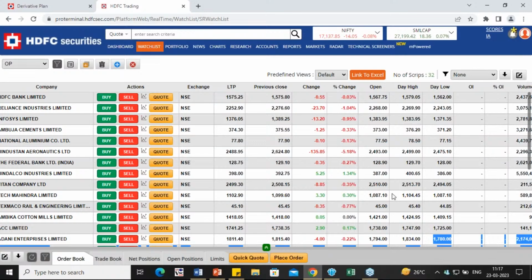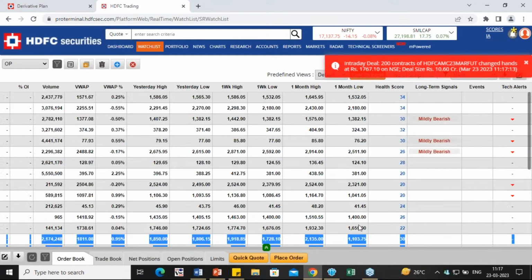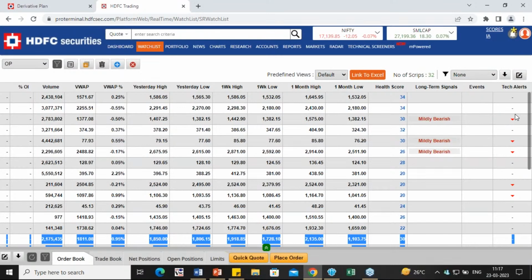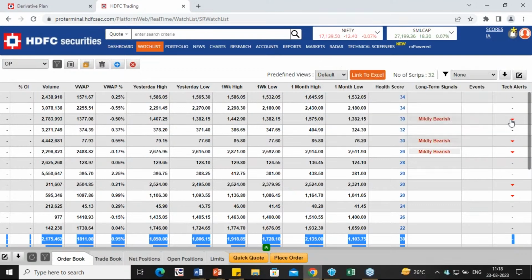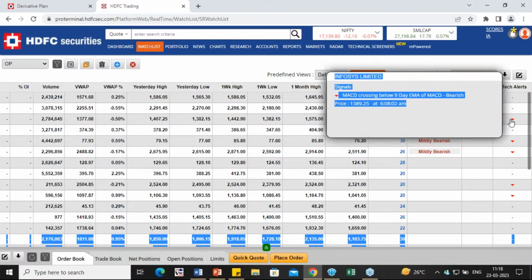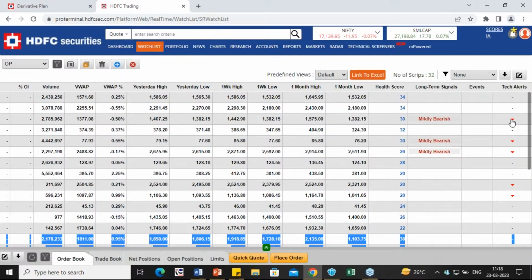After that, if you want to see the technical alerts of the company, let's see the technical alerts. As you can see, this is a technical alert. It's showing the downtrend. Why is it showing the downtrend? Usually you just move your cursor and you can see it will give the information. The MACD is crossing below the 9 EMA, the exponential moving average of MACD, basically. So this information means it is showing bearish.